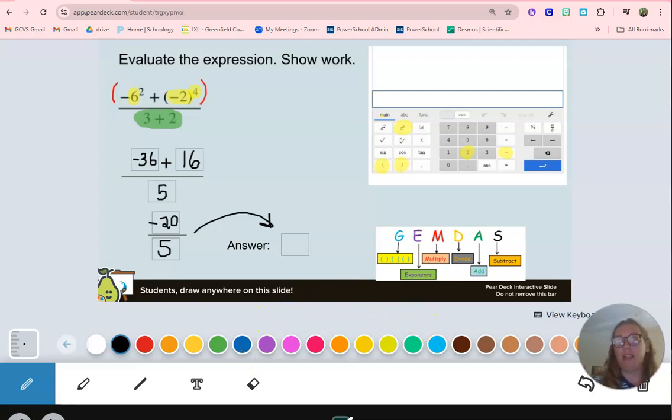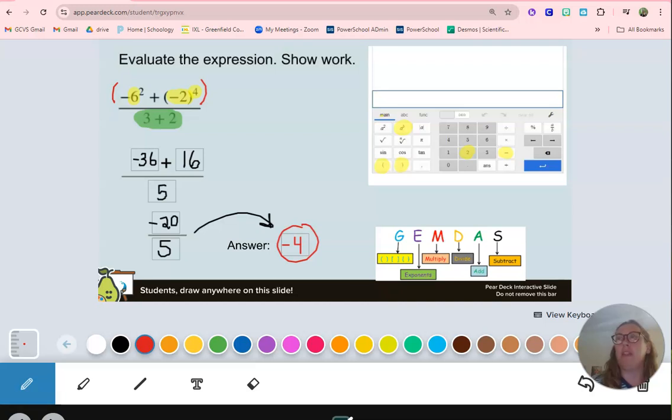Give me a second to type that in. And you should get your final answer of -4. Right? 5 goes into 20 4 times, and it's a negative divided by a positive, so our solution stays negative. Brilliant.